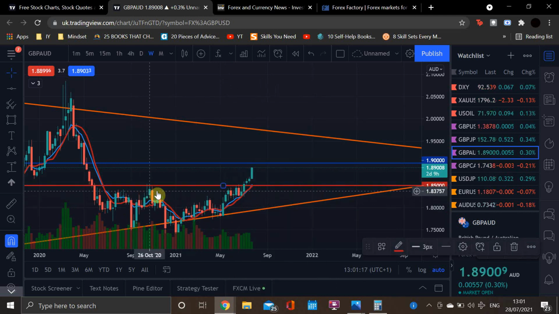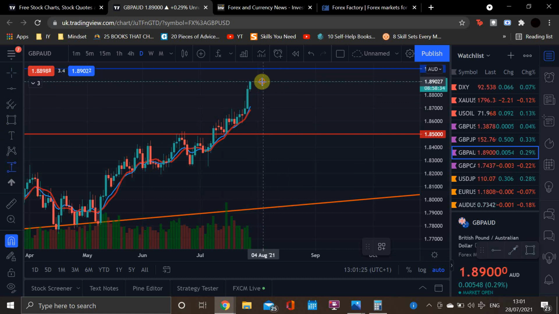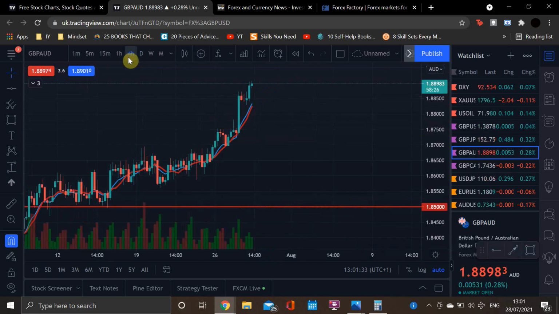Touched here, broke out. It's gonna reach that level 100%. How many pips is that? Wow, that's a lot of pips. That is a lot of pips. You know what? I wouldn't be.